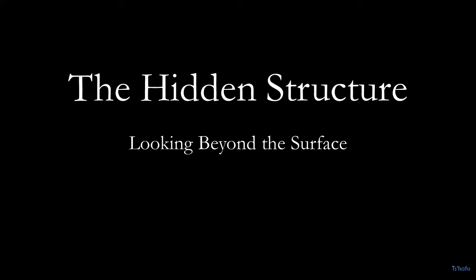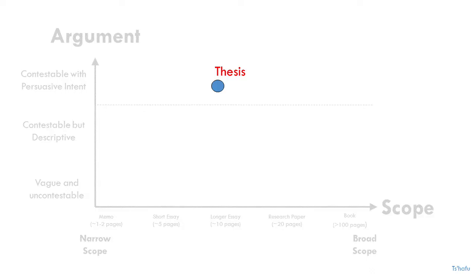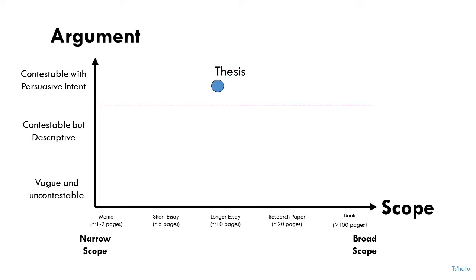Welcome back to the fourth installment of our series, The Hidden Structure: Looking Beyond the Surface. If you recall what we did last video, we were talking about the thesis and understood it by way of the thesis evaluation graph. We were able to place it along these two dimensions, the argument and the scope dimension.